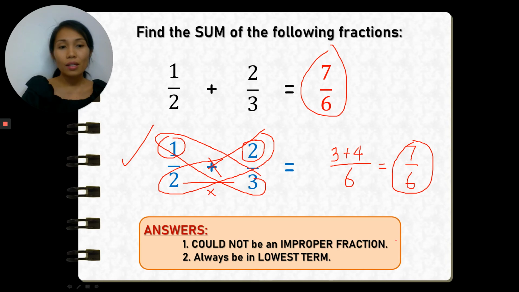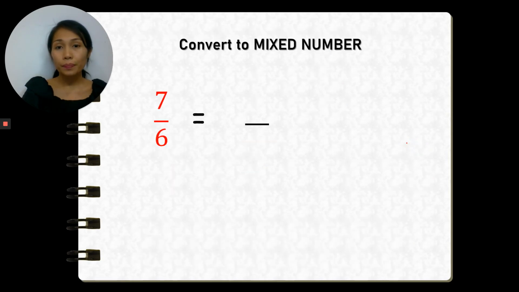Okay. So now that we got the answer 7/6, let's check if our answer will be the final answer. It could not be an improper fraction. Is this an improper fraction? Yes, 7/6 is an improper fraction since 7 is greater than 6. So we need to convert it into a mixed number. Now here, let's see how many 6 are there in 7.